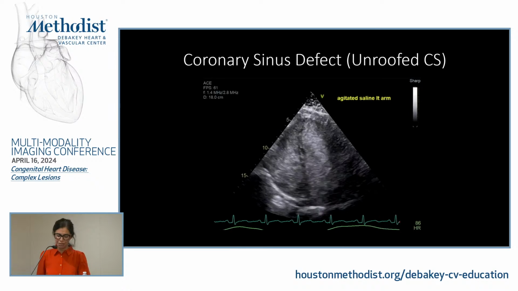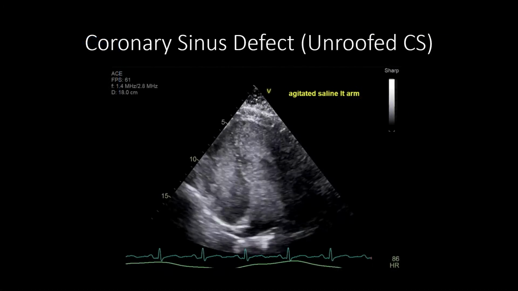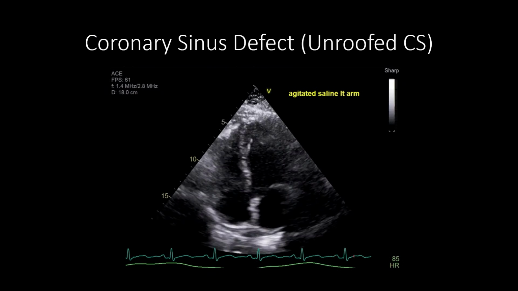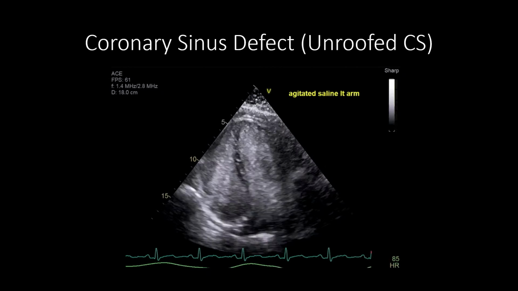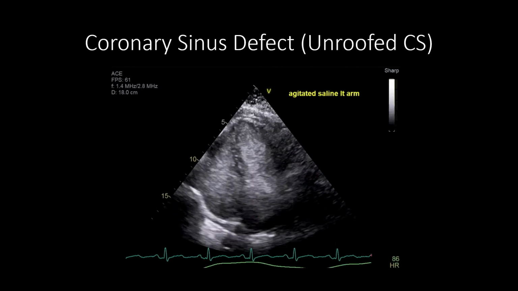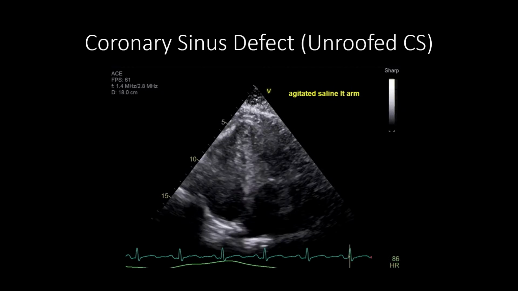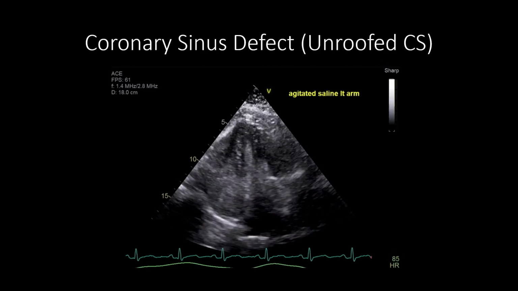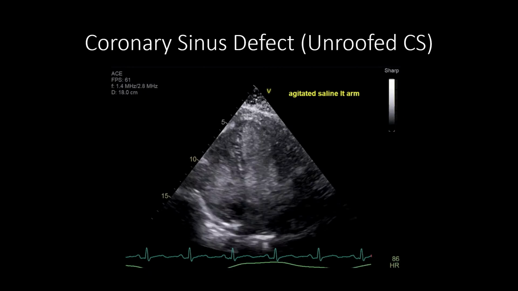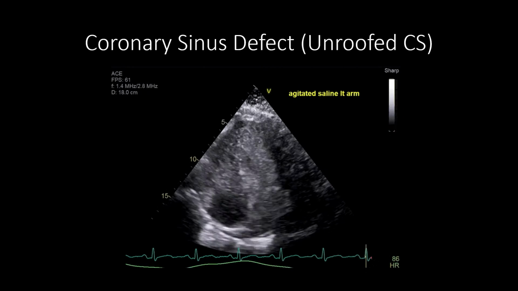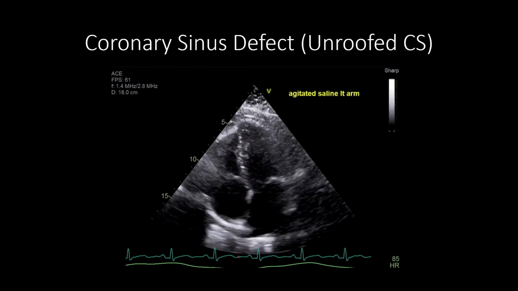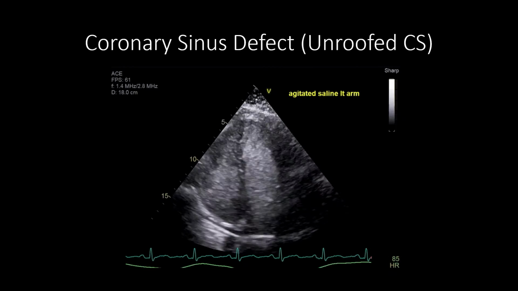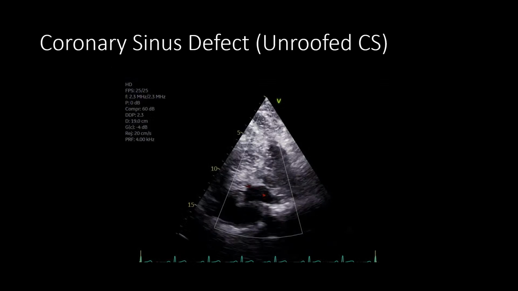I need you to pay attention to this. We're injecting saline into the left arm. Which chamber enhances first? Left chamber, right? So we have a patient with a persistent left SVC. We're injecting in the left arm, and the first chamber where we see the bubbles is the left atrium. This is an unroofed coronary sinus. That's a trick that you can use in your labs, but without a persistent left SVC, it gets a little trickier. Provided you have that, you can do this and you have your diagnosis.